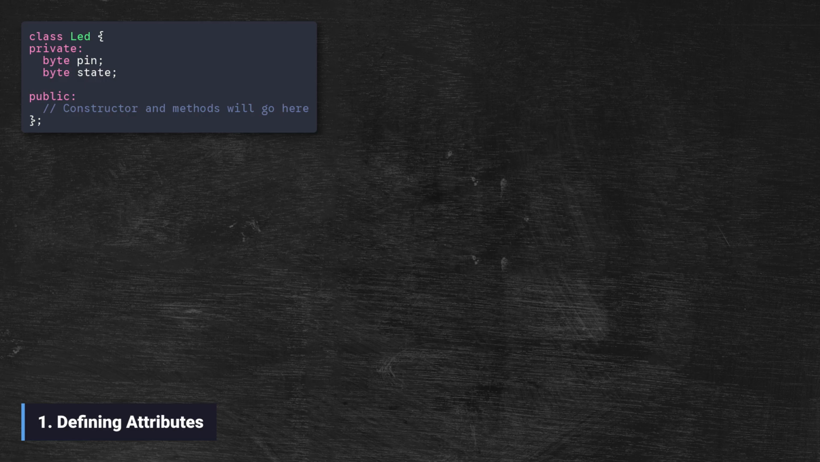We will add two variables. A byte named pin to store the hardware pin number, and a byte named state to remember if the LED is currently high or low. Note that we place these under the private access specifier because we want to protect this data from being changed directly by the main program.